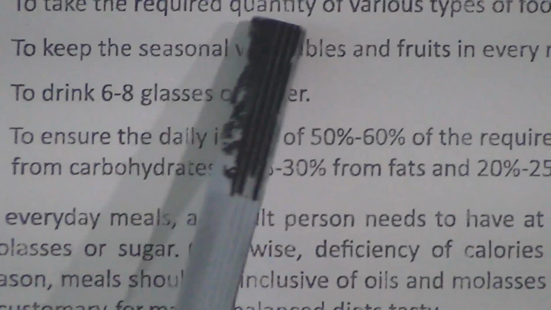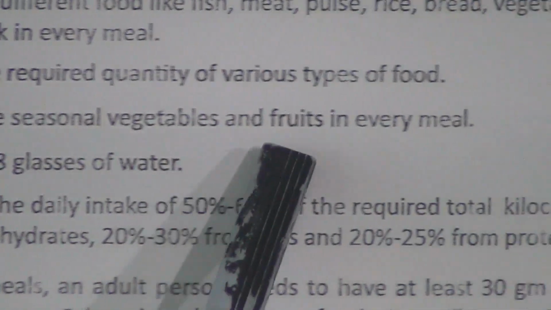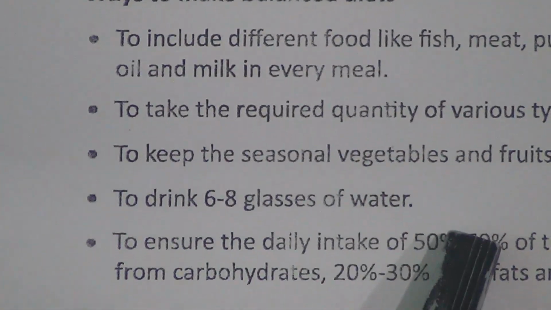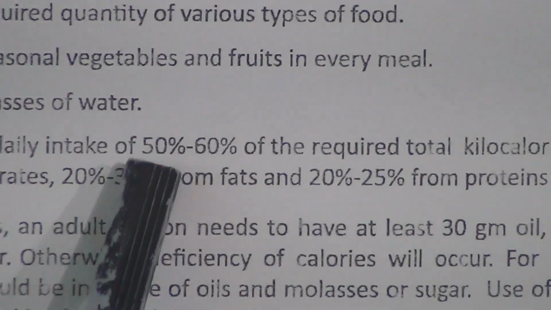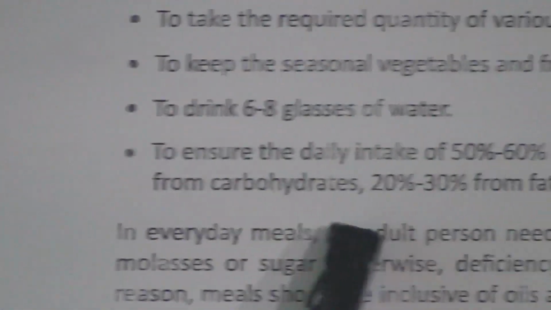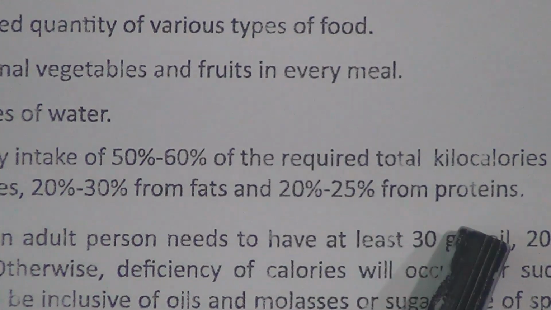To take the required quantity of various types of food. To keep the seasonal vegetables and fruits in every meal. To drink 6 to 8 glasses of water. To ensure the daily intake of 50 to 60 percent of the required total kilocalories from carbohydrates, 20 to 30 from fats and 20 to 25 from proteins.